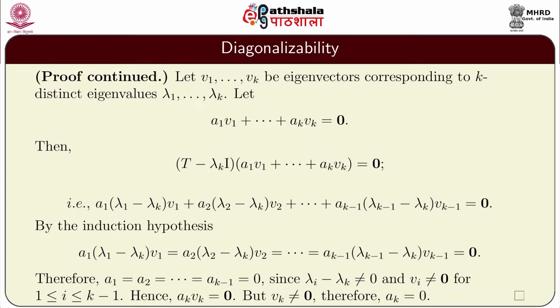We have proved that all the coefficients a_1, a_2 up to a_k are 0, and therefore the vectors v_1, v_2, etcetera up to v_k form a linearly independent set of vectors.